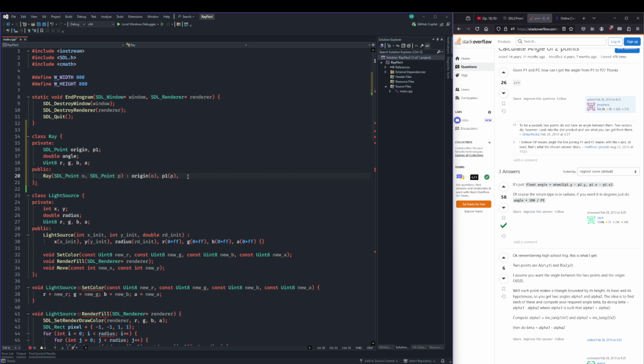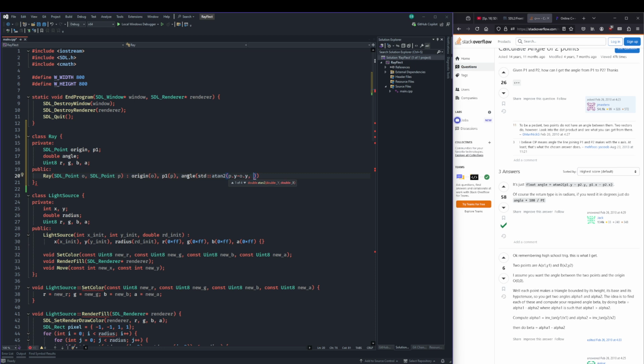And so in the constructor here, we're just going to initialize angle as atan2 of, so y is going to be, as we said, let's see, p1 x minus origin, or let's just do px minus ox, and the x value is just going to be the x value is, oh wait, I'm getting this wrong.